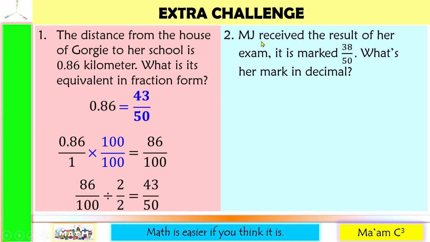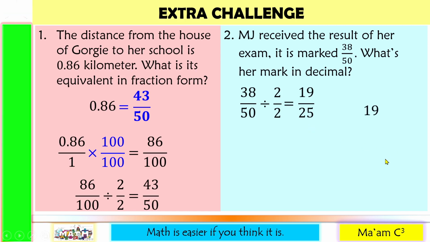Number 2: MJ received the result of her exam. It is marked 38 over 50. What's her mark in decimal? 38 over 50. We can still express this in lowest term. Let's do that. Think of a number wherein you can divide both 38 and 50. That would be 2. 38 divided by 2 is 19. 50 divided by 2 is 25. Remember to express the given number into lowest term if possible before converting it into decimal.